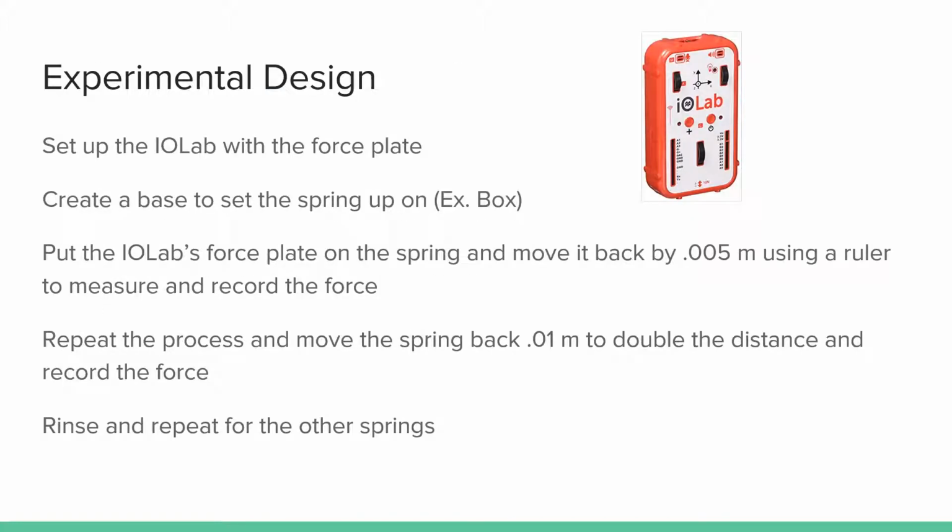Next, let's talk about the design of our experiment. First, we set up the IO Lab with the force plate and measured force and position. Then we created a base to set the spring upon, for example a wooden cube or a box. Next we put the IO Lab's force plate on the spring and compressed it by about 0.005 meters, using a ruler to measure.